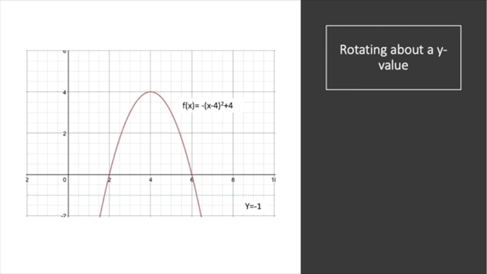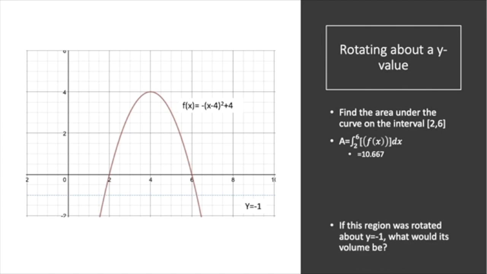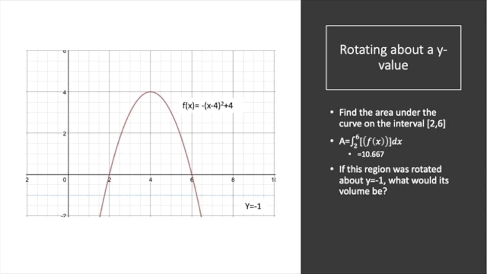So, rotating about a y value other than the x-axis, we'll go back to the first problem that I have given you, just for simplicity and making sure that we understand this concept fully with one problem, because when you can apply it to one problem, you can apply it to any problem. So finding the area under the curve, again, same process we did before, same answer. Shouldn't be any different. If you got something different, you probably need to check that out.